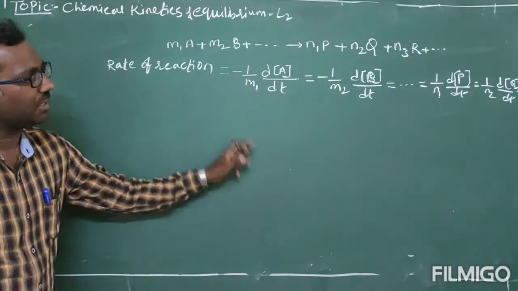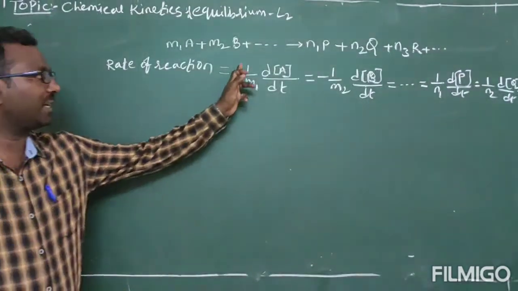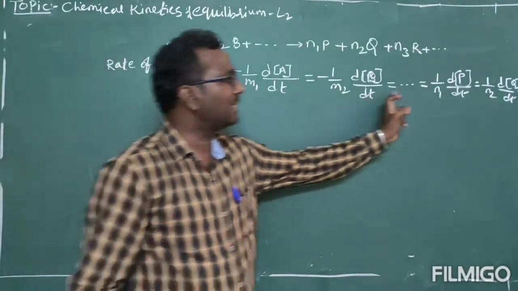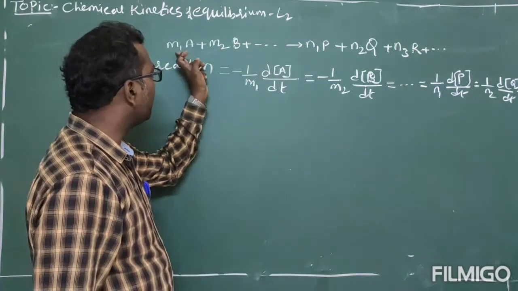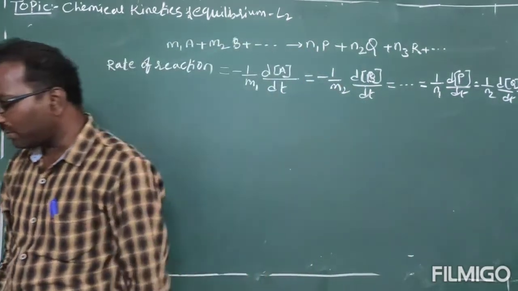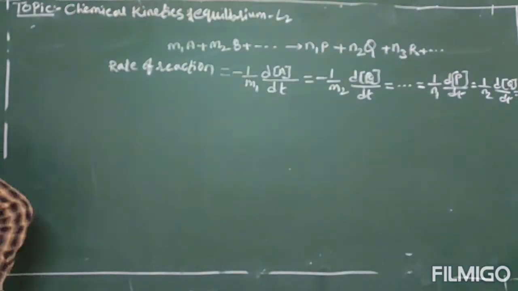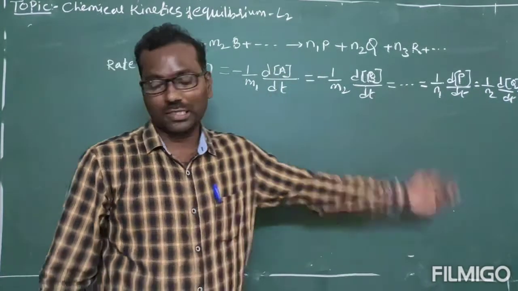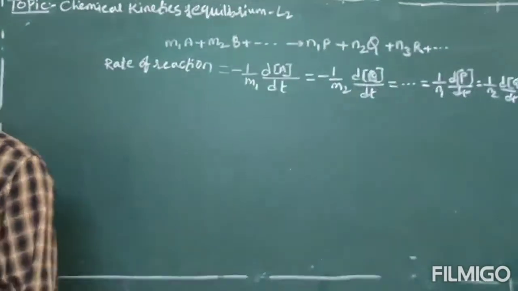Okay. So this is the thing. For reactants you always have to write a minus sign, and if there is a coefficient like M1, you take the reciprocal, 1 by M1. So that is the change. We call it the concentration change.